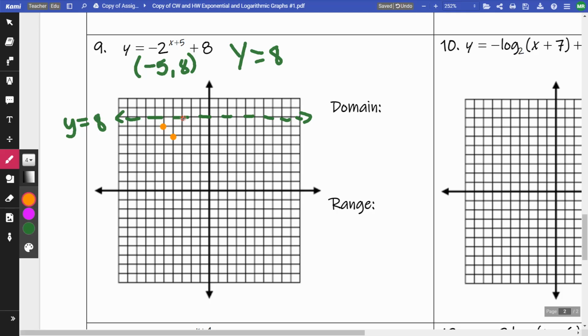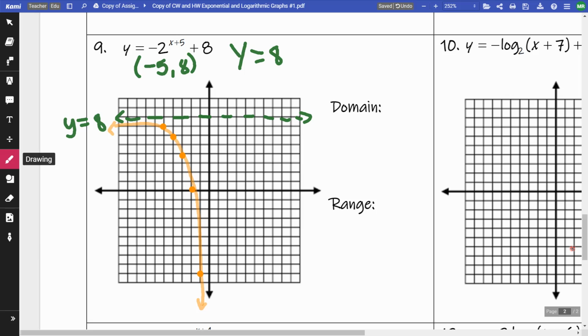2 to the second is 4, times that by a negative, -4. 1, 2, 3, 4. Next one's going to be 8, so 5, 6, 7, 8. Next one's 16, so 9, 10, 11, 12, 13, 14, 15, 16, and so on. And then I'm going to draw my graph. And again, it's flipped over the x-axis.